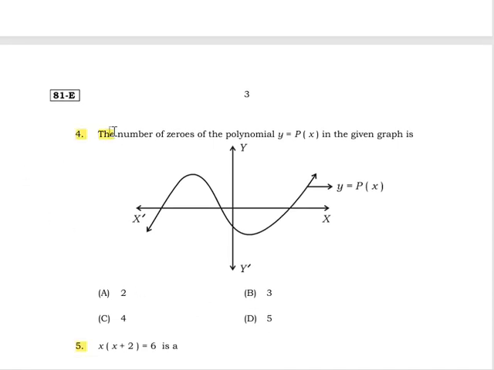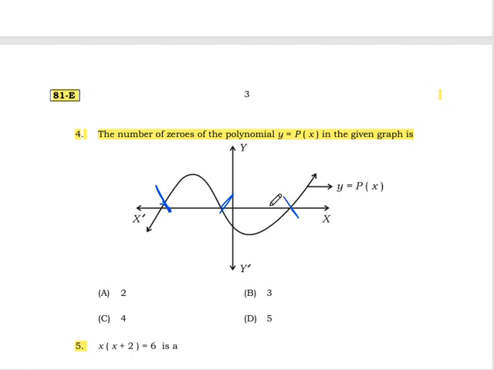So next question: the number of zeros of the polynomial y is equal to p of x in the given graph. When you find the number of zeros for the given polynomial using the graphical representation, it is very easy. You should observe where the graph touches or intersects the x-axis. In how many points is it touching the x-axis? 1, 2, 3.